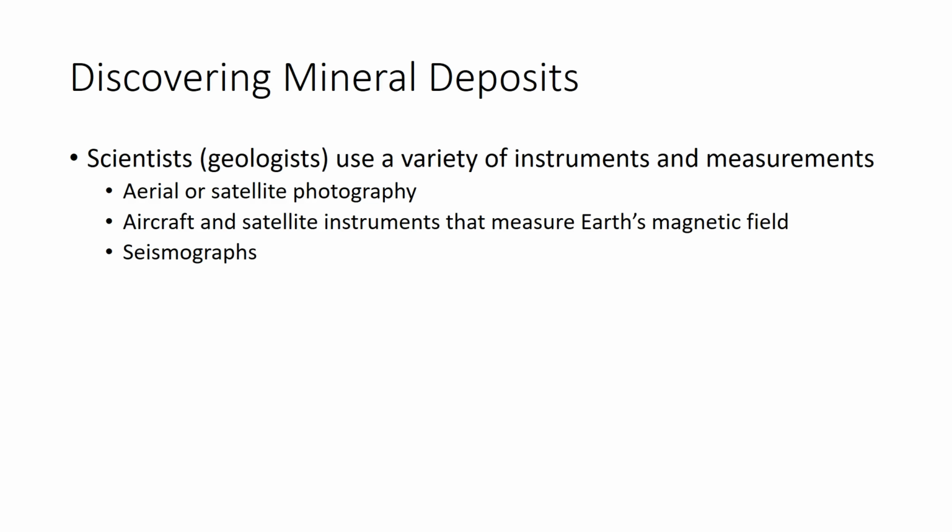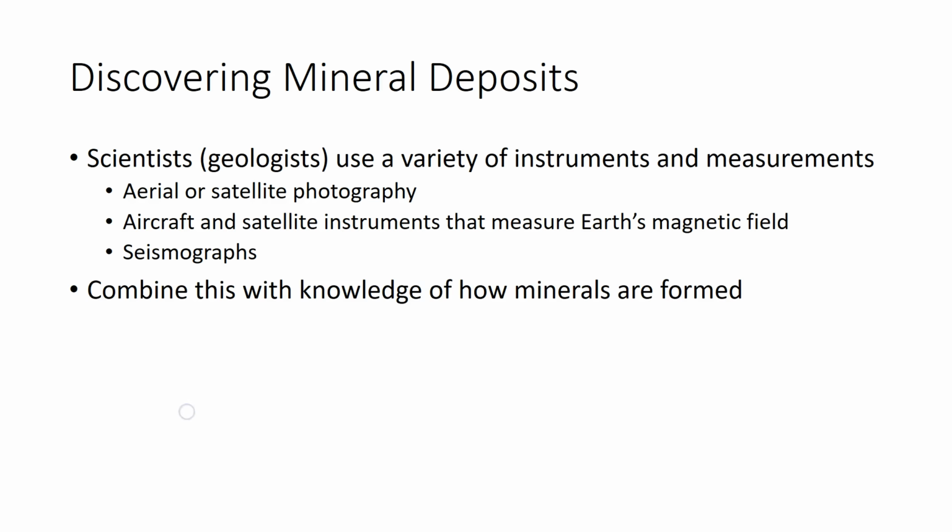Aircraft and satellite instruments can measure the Earth's magnetic field, so things like iron, which are ferromagnetic, right, have a different sort of magnetic field. And also seismographs can measure differences in how seismic waves travel through different materials, and that gives them clues where certain types of materials might be found. So those are some methods, and what they do is they essentially combine those methods with the knowledge of how minerals are formed, like magmatic concentration or sedimentation, etc. So they combine those things together. And this is really the importance of geologists within the field of mining. They are really important with the discovery of where minerals might be.